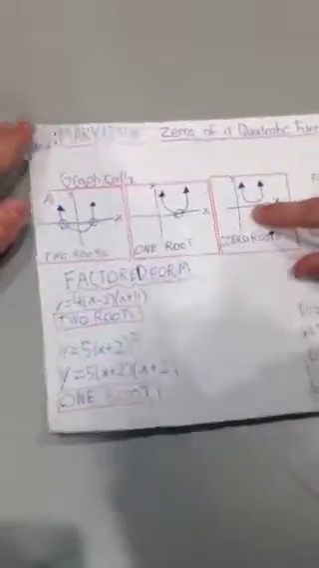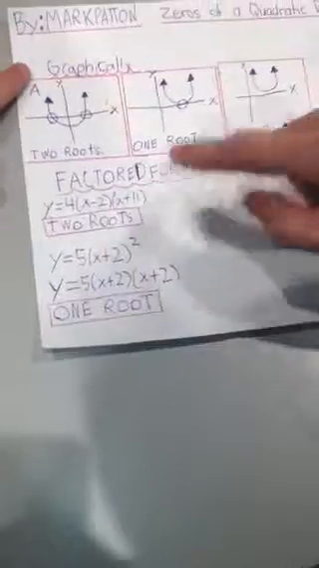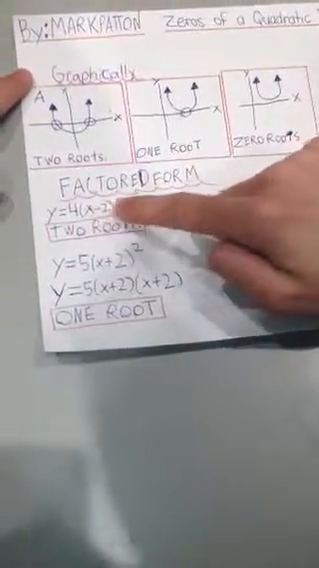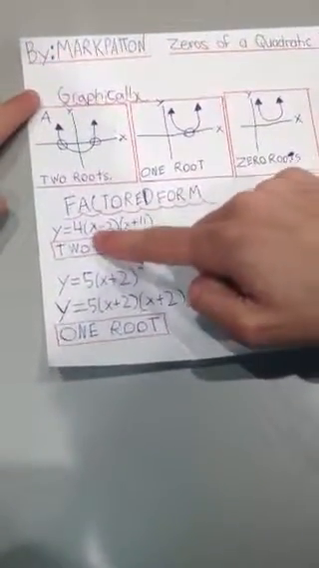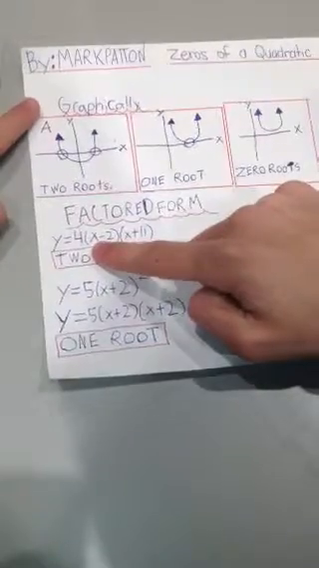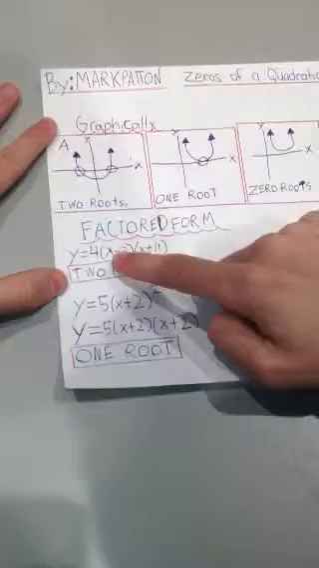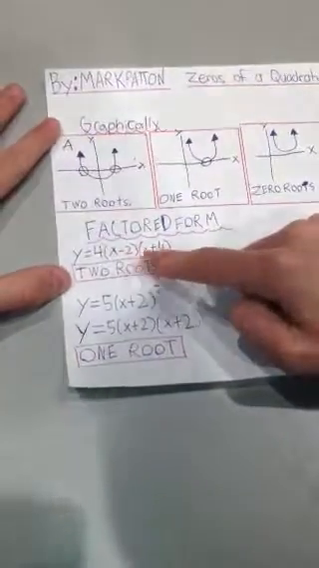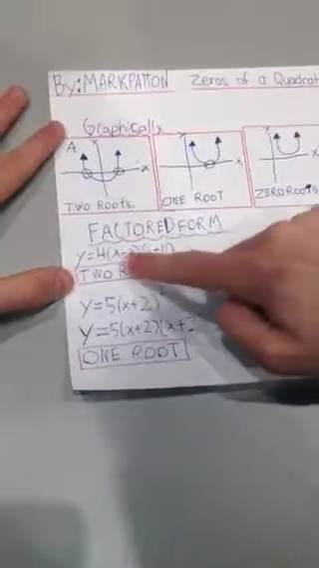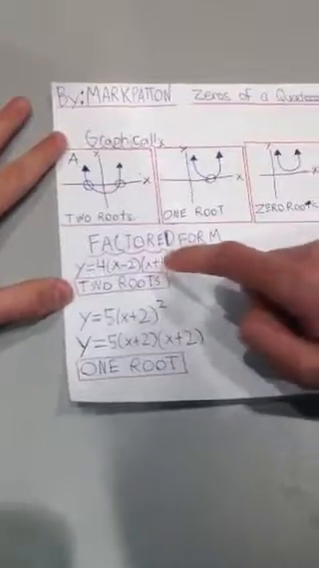The next form we're going to take a look at is factored form. So this is the factored form equation right here. As we can see, there's two different numbers with the x coefficient in the brackets here, -2 and +6. So there's two roots, as there's two different places where they cross the x-axis.